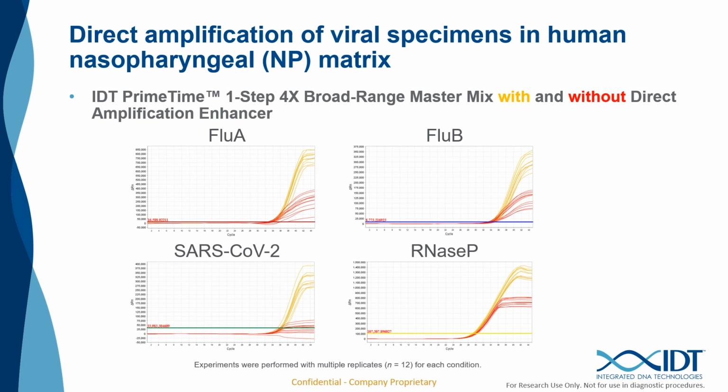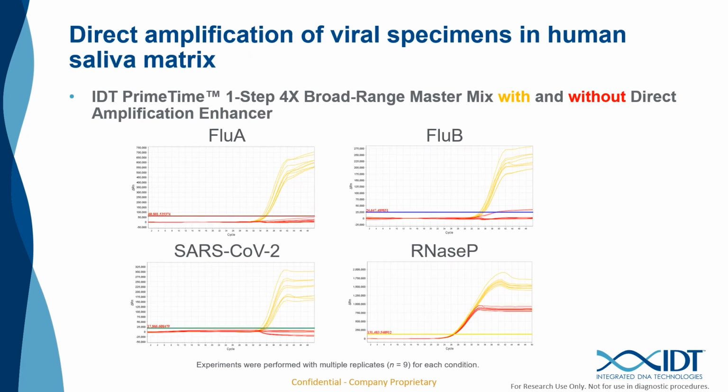However, our new master mix with our direct amplification enhancer, which is shown in yellow, recovers both signal and endpoint fluorescence in the presence of the inhibitory human NP matrix. This same result is also observed for samples containing human saliva matrix, with an even more dramatic improvement in signal and endpoint fluorescence with our new master mix and direct amplification enhancer shown in yellow.